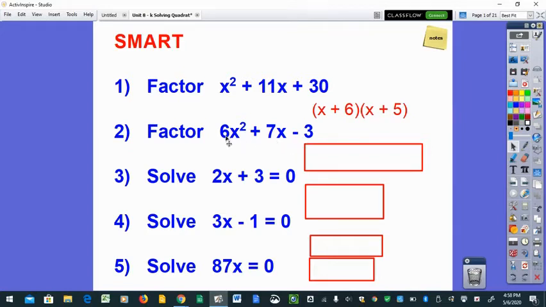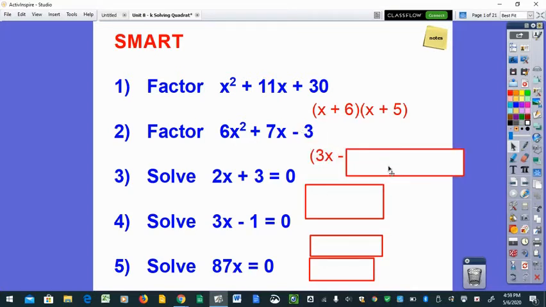Oh, the next one's tough. The 6 has got choices out front. It could be the 1 and the 6 or the 2 and the 3. The good news is back here we only have the 1 and 3 combination because 3 is prime. Did you get it? It is the 3 and the 2 combination. So if we look at the outer, this is going to give us a positive 9x, and the inner is going to be a negative 2x, and 9x plus a negative 2x will give us that positive 7x. So there is the factoring that we did in the first half of Unit 8.